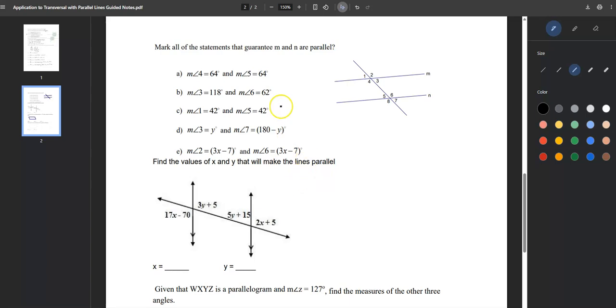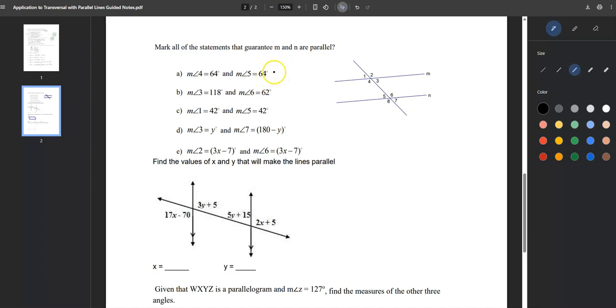All right, keep looking here. We're going to mark all the statements that guarantee that M and N are parallel. So this just resets every time. This is my diagram. Okay? So if I look at angle 4 and 5, those are consecutive interior angles. And what do we know about consecutive interior angles? They should be supplementary. So 64 plus 64, does that give me 180?